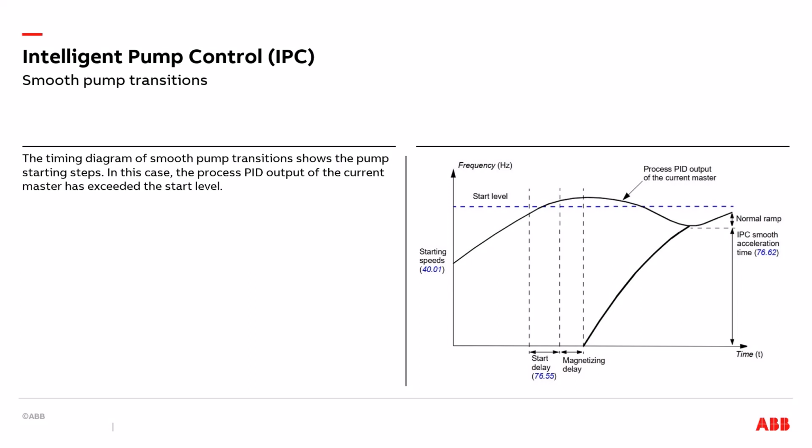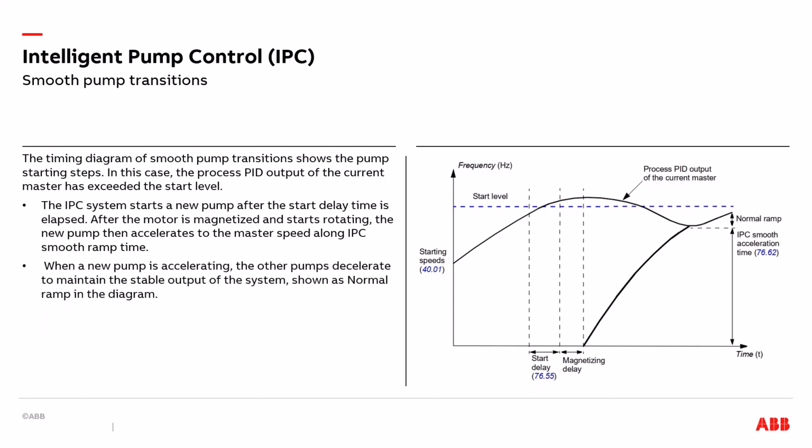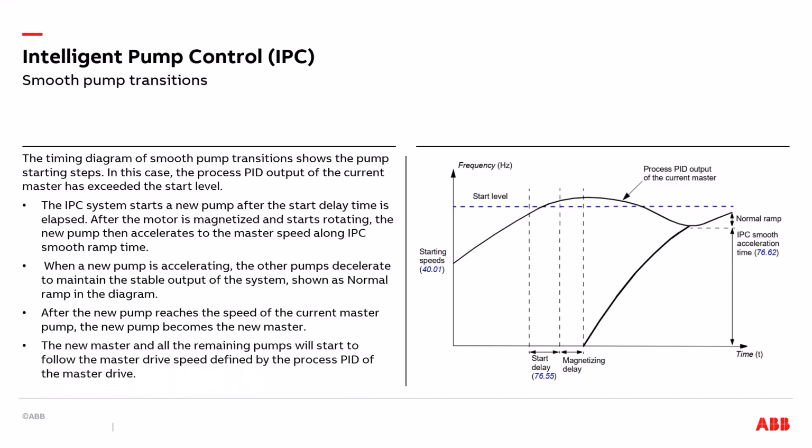Pump control comes with smooth pump transitions. Let's take a look at what happens when you change from one master to another. The timing diagram shows smooth pump transitions of the pump starting steps. In this case, the process PID output current master has exceeded the start level. The IPC system starts a new pump after the start time delay has elapsed. After the motor magnetization and start rotation, the new pump accelerates to the master speed along with the IPC smooth ramp time. When the new pump is accelerating, the other pumps decelerate to maintain stable output of the system, shown as a normal ramp in the diagram. After the new pump reaches the speed of the current master, the new pump becomes the new master. The new master and all remaining pumps will start to follow the new master drive defined by the process PID loop in the master drive.